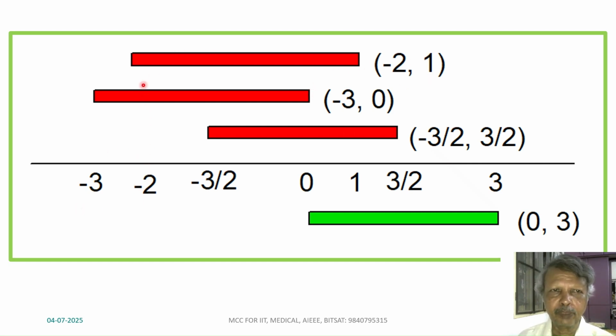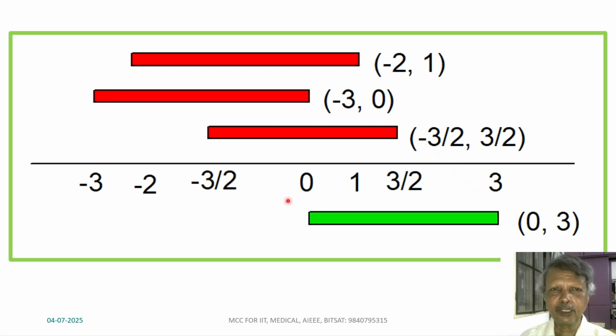Minus 2 comma 1, see here it is extending. This is minus 2 on the number line, then this is 1. So minus 2 to 1. Minus 3 comma 0. Minus 3 is here, 0 is here. Then minus 3 by 2 to 3 by 2. Then 0 comma 3. Here if you see, it is a single choice question. For minus 3 comma 0, certain areas, minus 3 to minus 2, are unique. There are no other choices overlapping that.